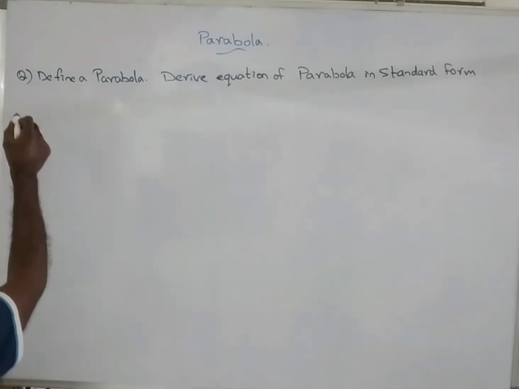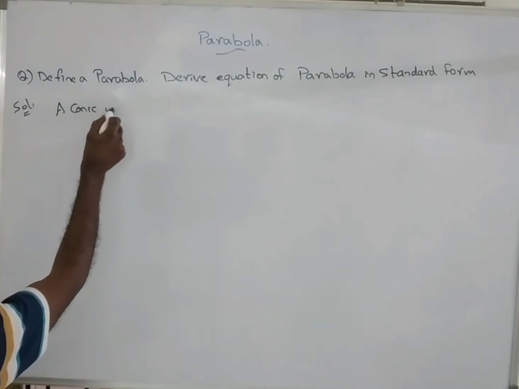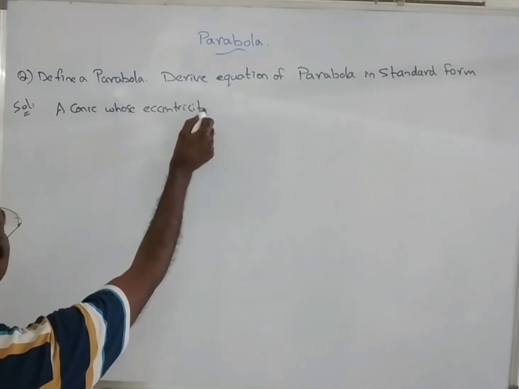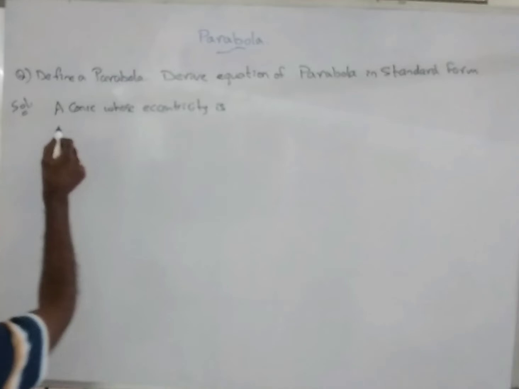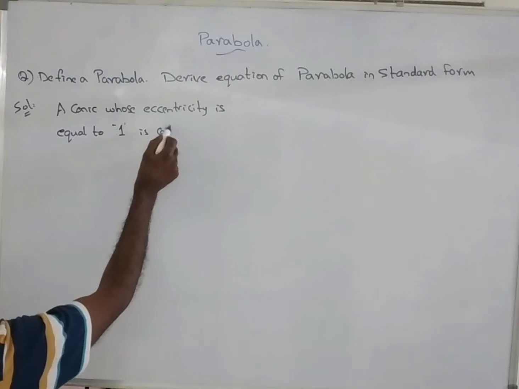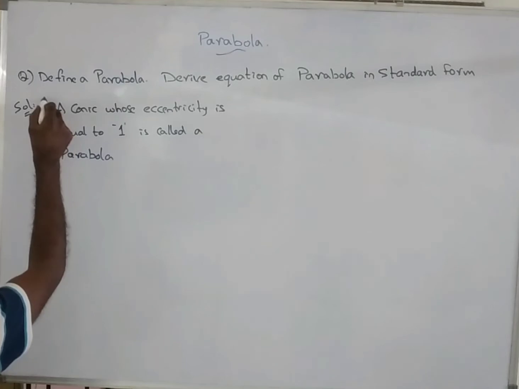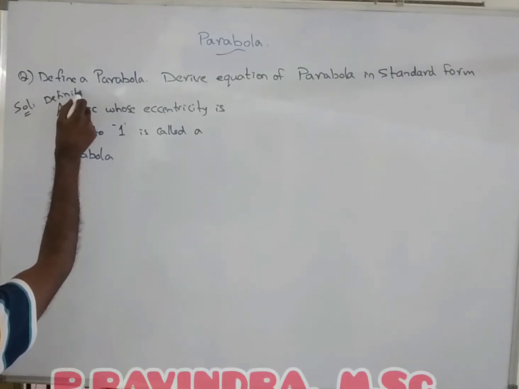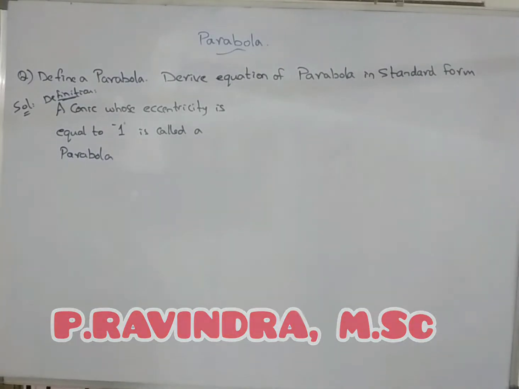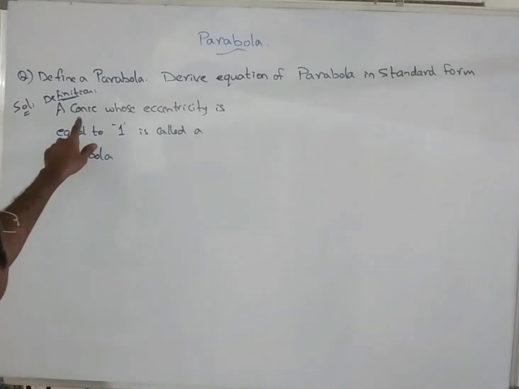So the definition can be written like this: a conic whose eccentricity is equal to 1 is called a parabola. So this is the definition of a parabola. When asked in an exam or in a question, you can simply answer like that. But for you, I am going to tell you what is the meaning of a conic and eccentricity.